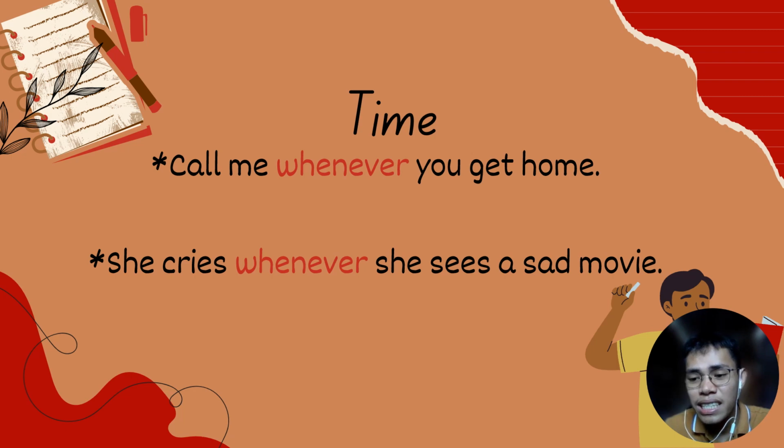And finally, the subordinating conjunction whenever can be used in two ways. When the time does not matter, or when the two actions always happen together. So either the time does not matter, or the actions always happen together.